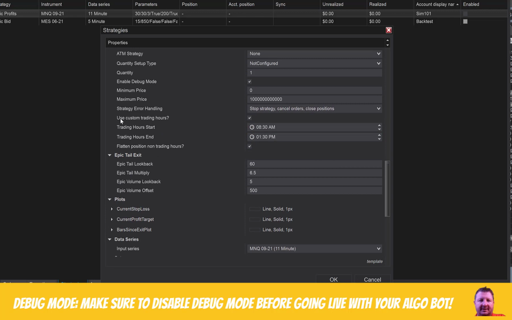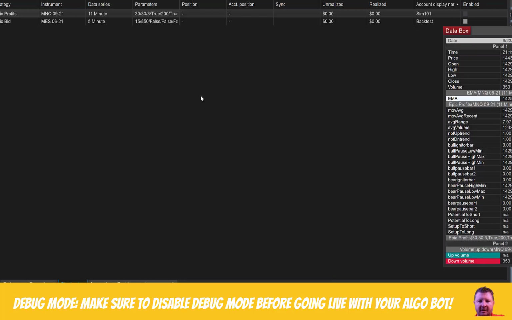Okay, so if we disable the custom trading hours and we don't flatten if you're off these hours, we probably don't need debug mode enabled at some point. That does take a lot of resources, so if you're trading live, never leave that enabled. Let's go ahead and hit OK.